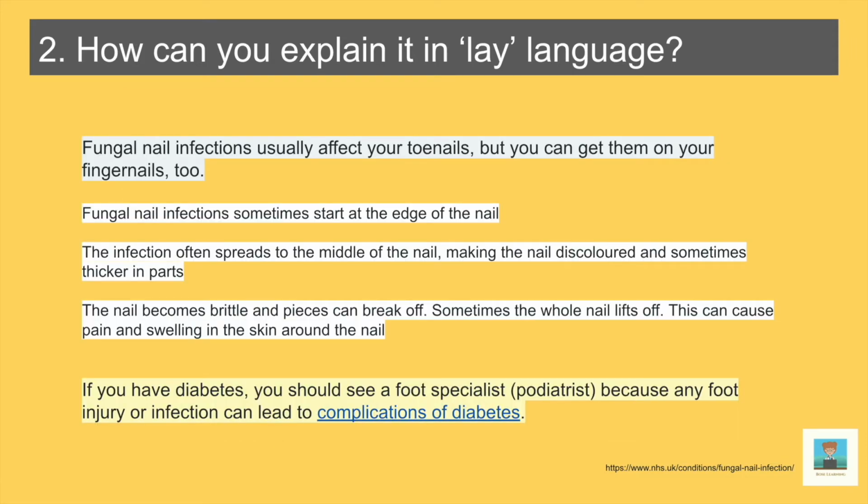So to explain this and to explain what's going on in lay language, we could say something like this. Fungal nail infections usually affect your toenails, but you can get them on your fingernails too. They sometimes start at the edge of your nail, so maybe at the bottom of your nail, and the infection often spreads, moves across to the middle of the nail, making the nail discoloured. It changes its colour and sometimes thicker in parts. The nail becomes brittle and pieces can break off.